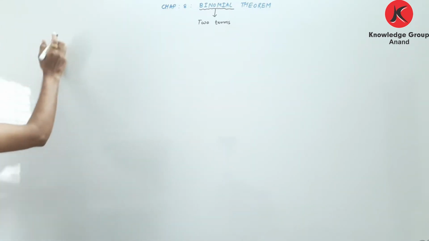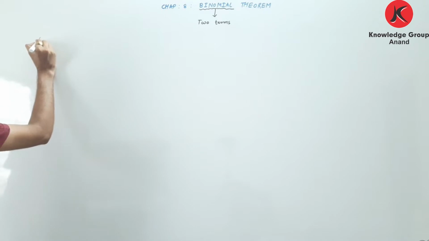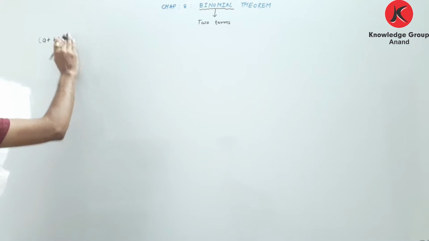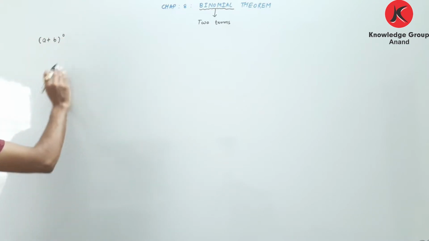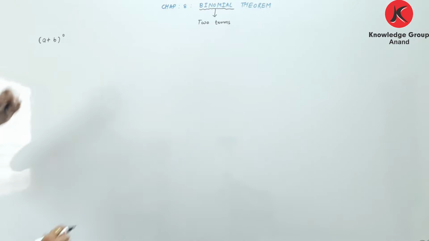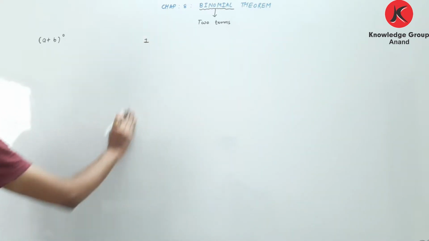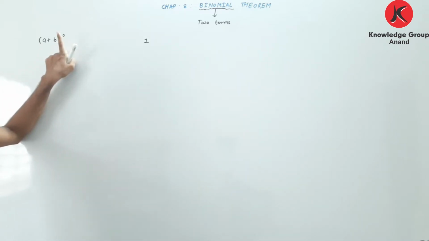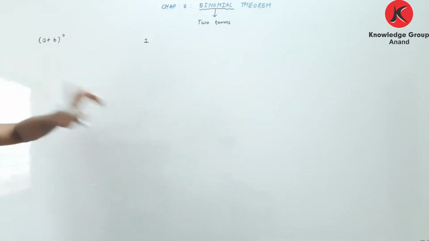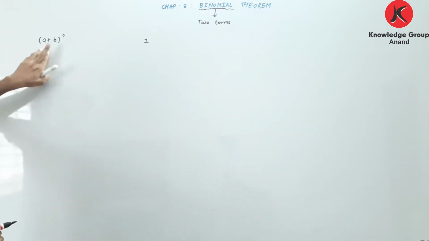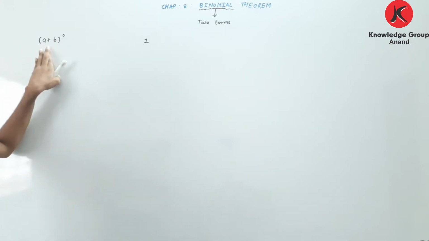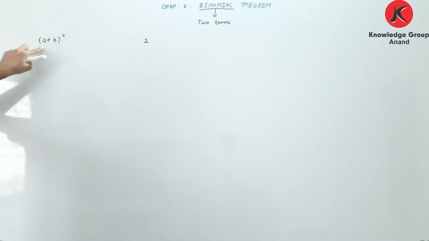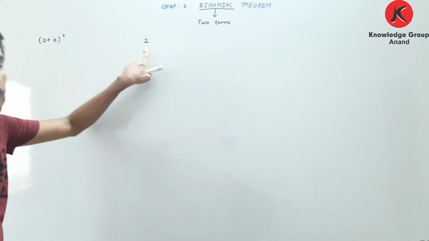We know that the calculation of a plus b whole raised to power 0: if a plus b is raised to power 0, then we will get the answer equal to 1. Any power 0 will give the answer 1. Keep this in mind: the power 0 of any non-zero number or any non-zero term is equal to 1.